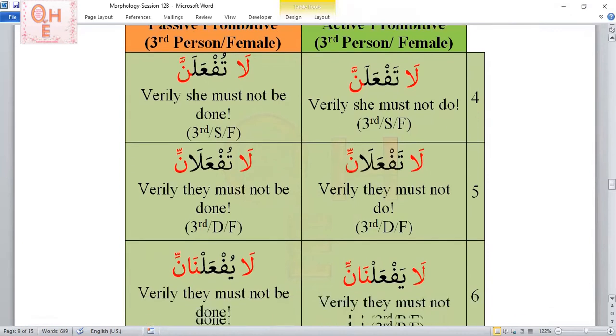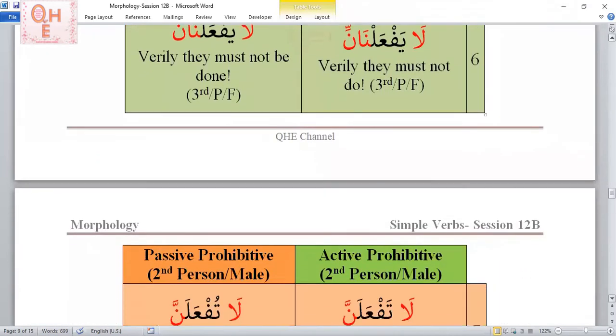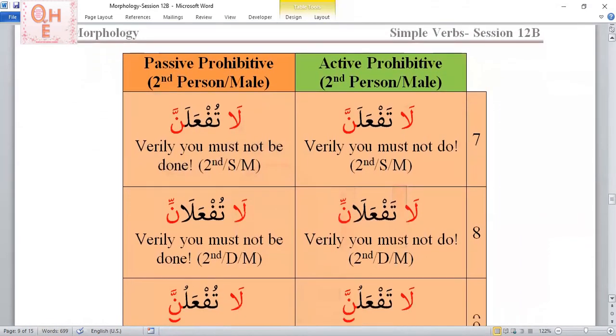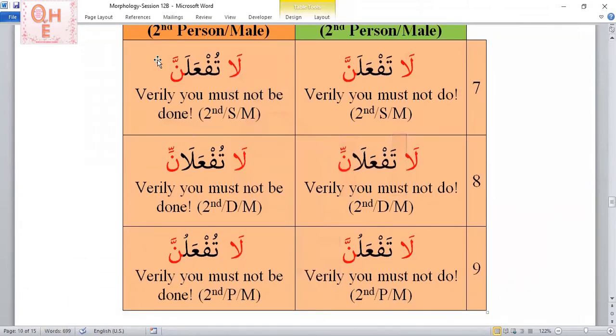Now the second person male chart. The first word, لا تفعلن, verily you must not do. The doer is a second person singular male, and this conjugation also appears in Quran.